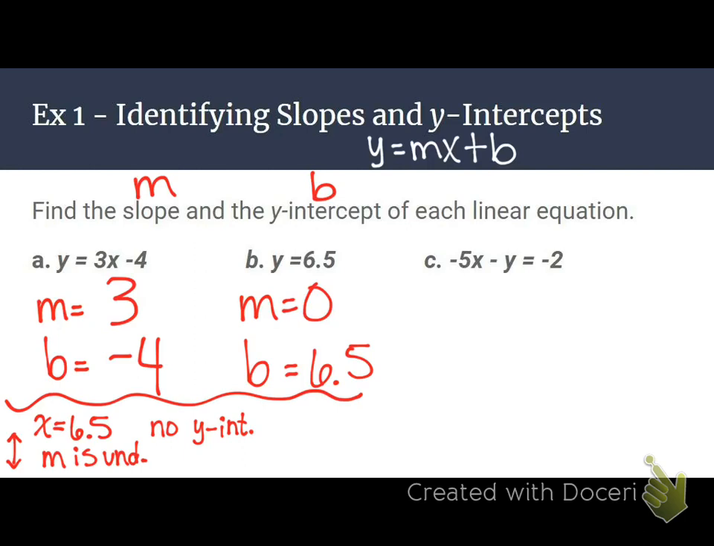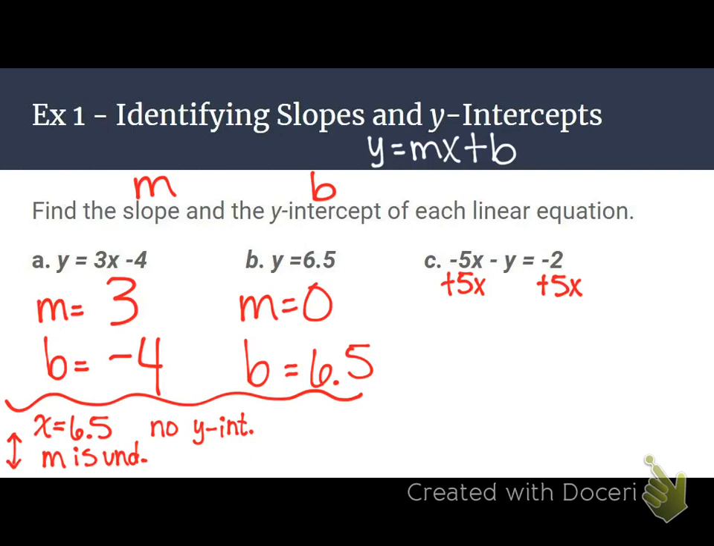I would move the negative 5x. There are a couple different ways you could do this. I think that getting rid of the x term would help. How are we going to make that disappear from this side? Add 5x. But if we do it to one side, we better do it to the other side.